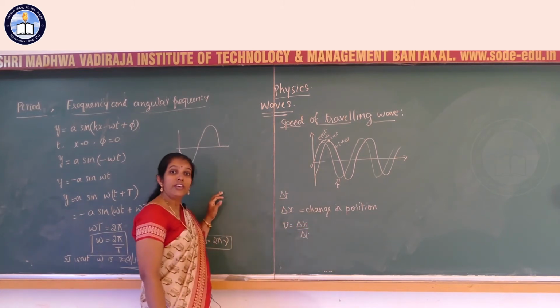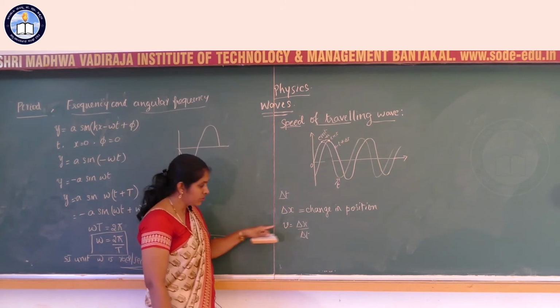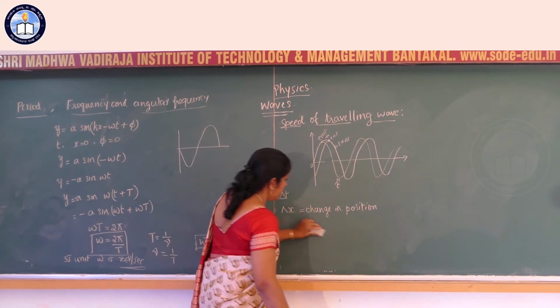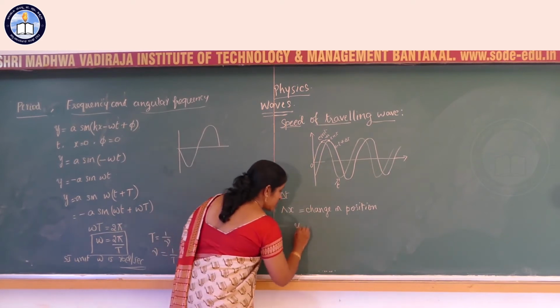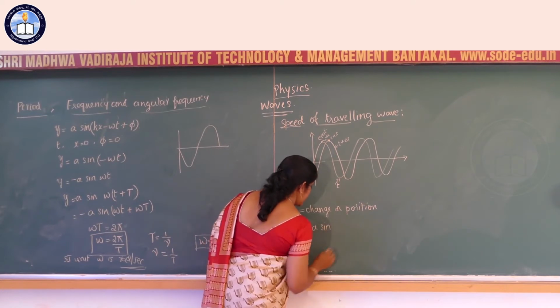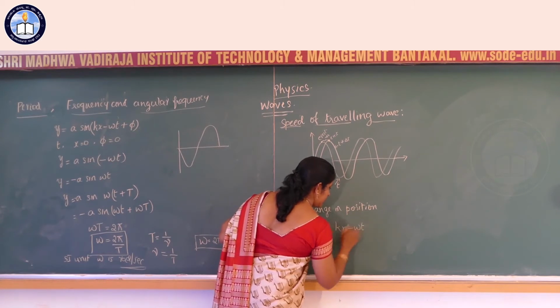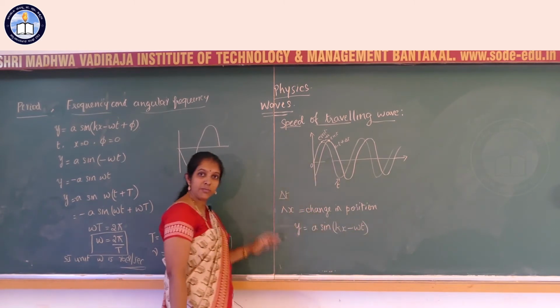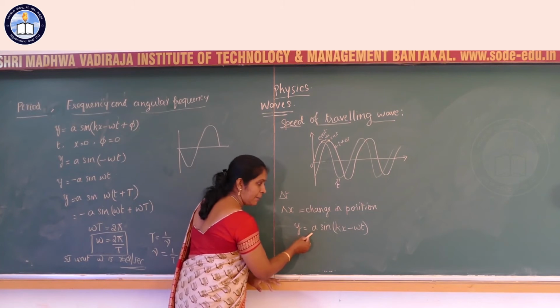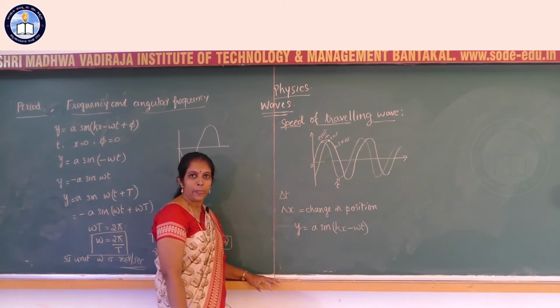To find the wave speed, we have delta x by delta t. We have to derive the equation for this. Here the displacement equation is y is equal to a sin(kx minus omega t). Consider this displacement equation. Here a is the amplitude and kx minus omega t represents the phase of the wave.